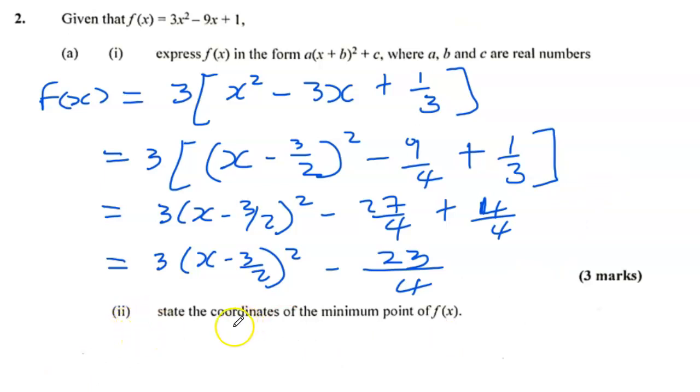So therefore, the coordinates of the minimum point would be the x value that makes the bracket 0, that would be 3 over 2. And the y coordinate is whatever is here, that's negative 23 upon 4.